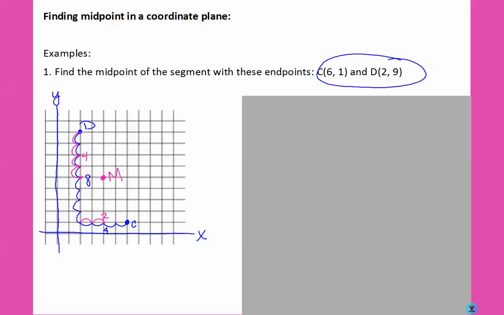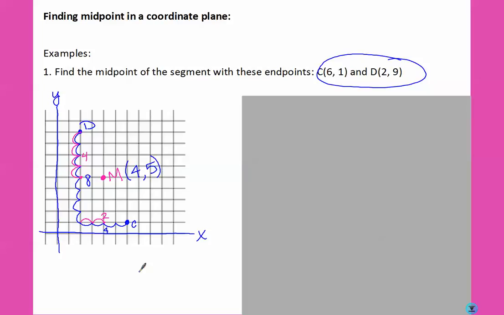Well, what's the coordinate of this midpoint? That point is at the point 1, 2, 3, 4, 1, 2, 3, 4, 5. So our midpoint is the coordinate 4, 5.